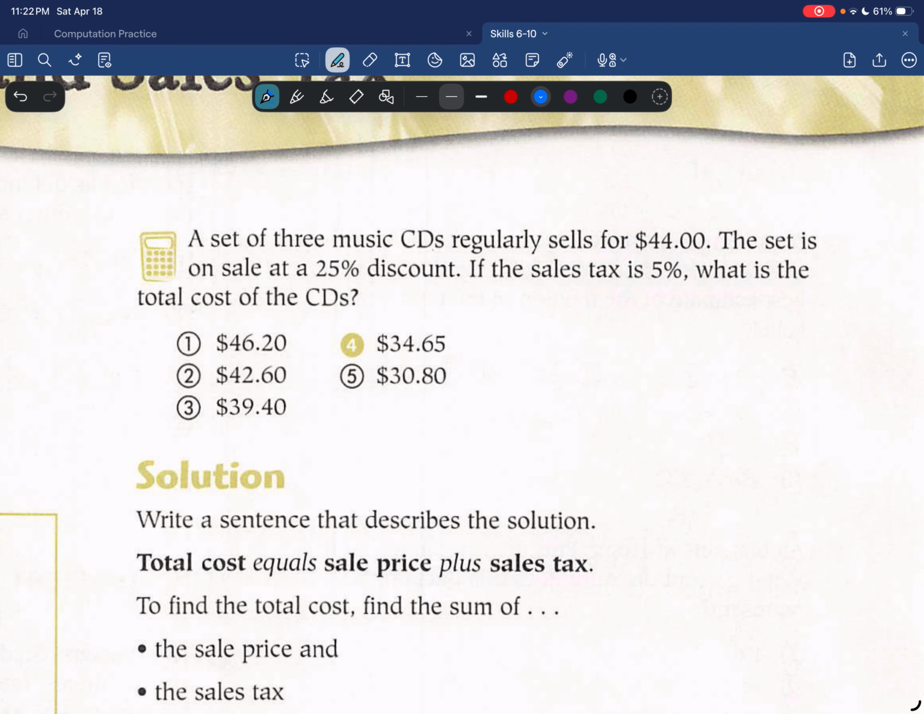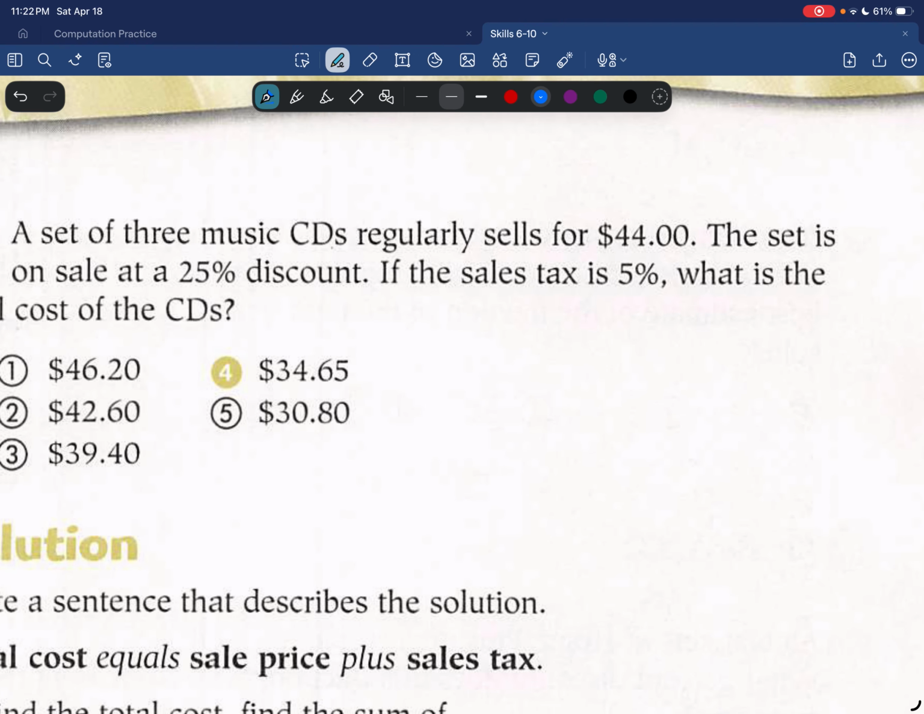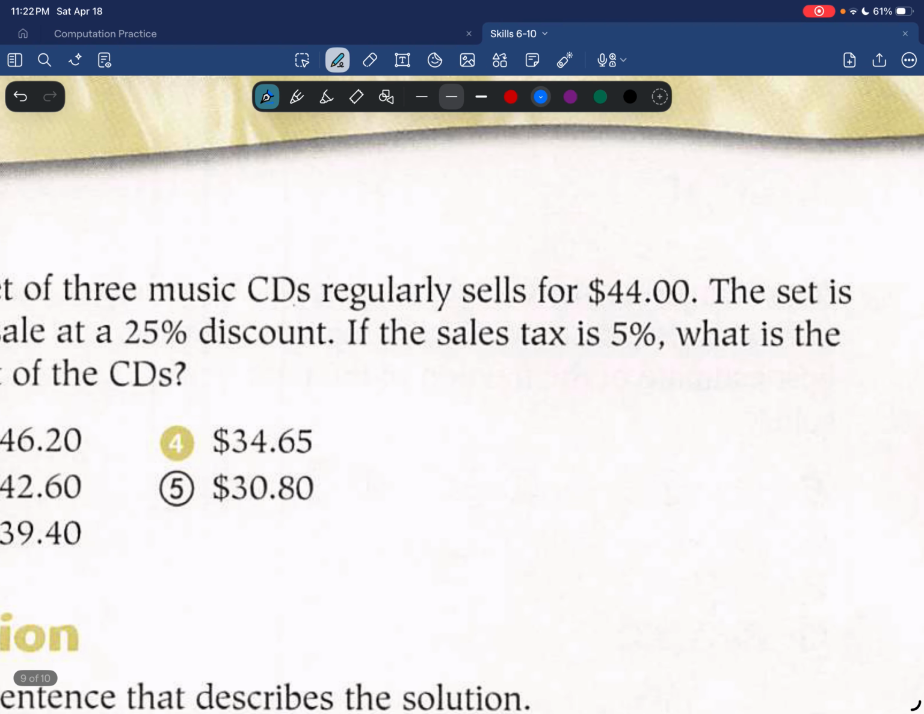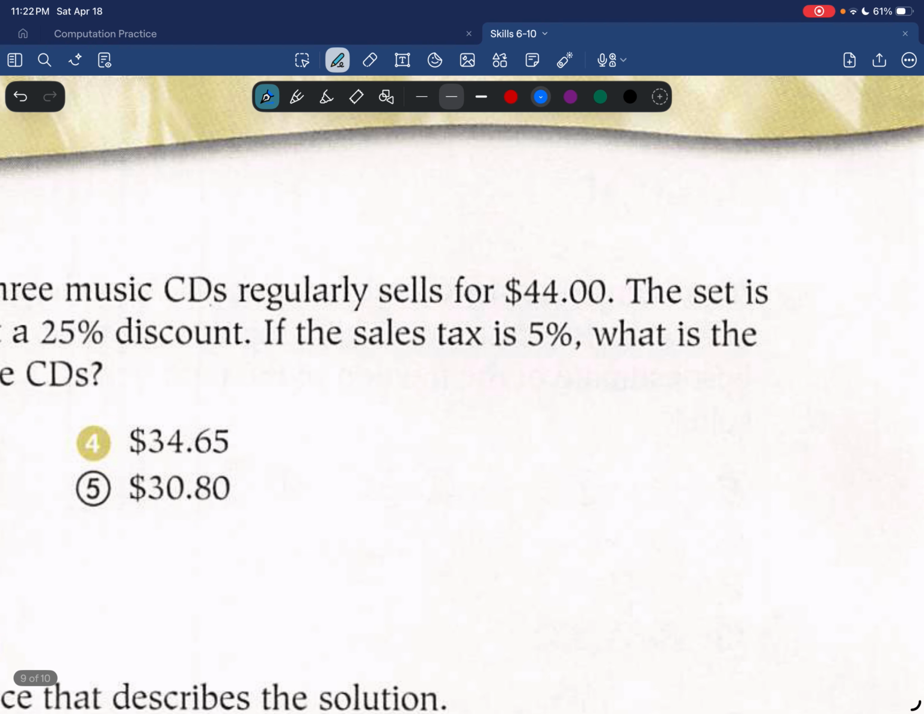A set of 3 music CDs regularly sells for $44. The set is on sale at a 25% discount. If the sales tax is 5%, what is the total cost of the CDs? Well, you know me, I like to put these in my own words. I do know the answer I'm trying to get, and here's how I would do it. There are other ways, but this is how my brain works.